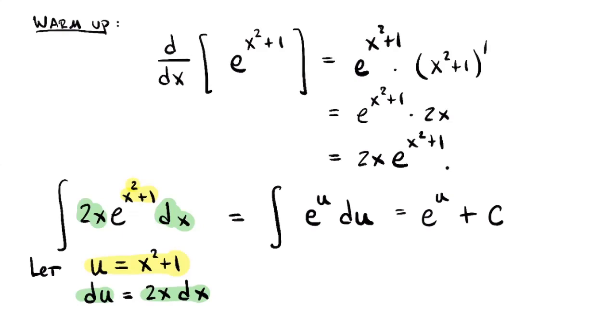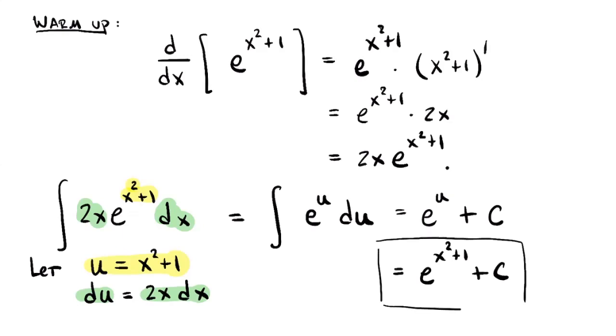And then my last step is to remember that in the original variable, u was equal to x squared plus 1. So I'm just going to replace that. Okay, so that's how I might derive that the antiderivative of 2x times e to the x squared plus 1 is e to the x squared plus 1.